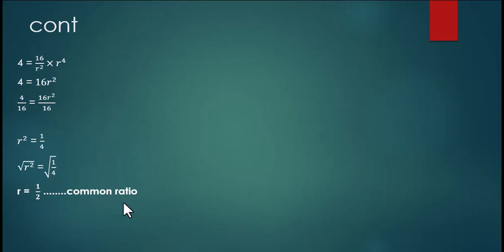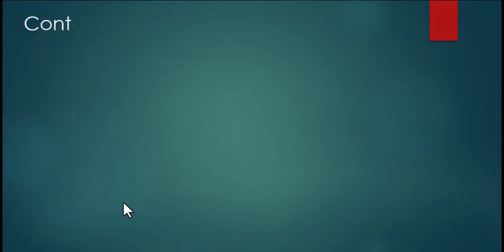Then we move on to find our first term. Having found our common ratio, we will now substitute in that equation which we had as equation 1, to find the first term. So we have a is equal to 16 over 1 over 2 squared.